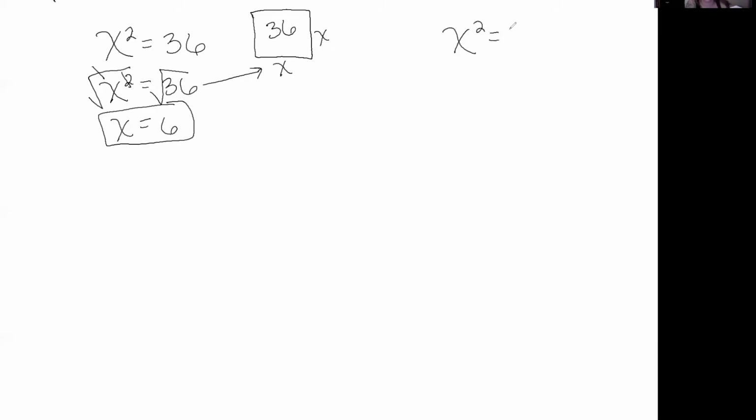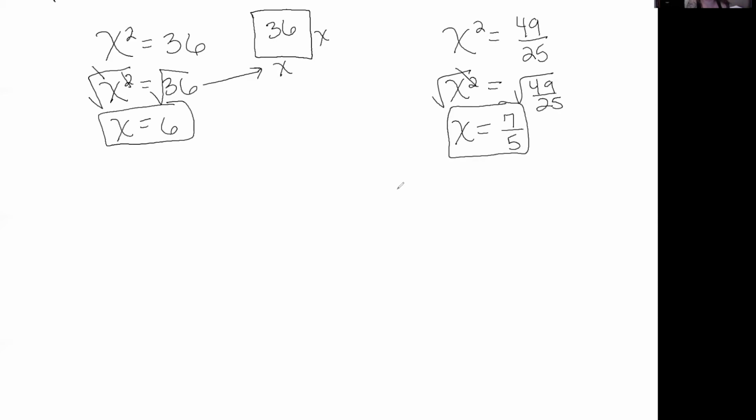Let's do a fraction. Now this is going to work the same way, okay? You're just thinking what numerator was squared and what denominator was squared. So we're going to rewrite this using our radical symbol. And these cancel out. We're left with x equals some number multiplied by itself gave us 49. That's 7. Some number multiplied by itself gave us 25. That's 5. And there's our answer.